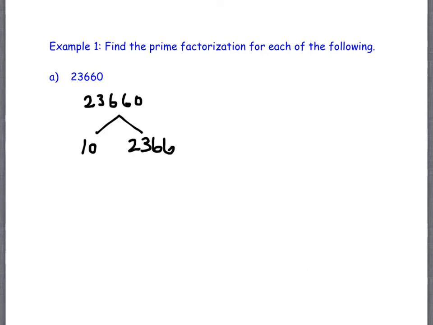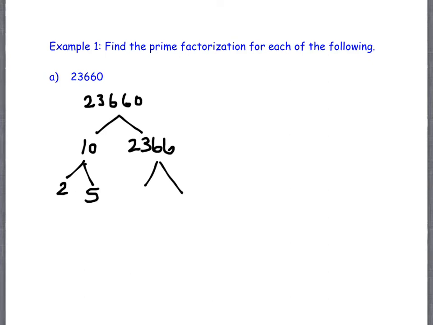2,366. If you have a prime number at this point, you stop on that branch of the tree. But in fact, both of these are composite numbers. So let's start with the number 10 and break it down. What would 10 break down into? 2 and 5. And I am done with that branch of the tree because those two numbers are prime. That's how you know you're done. The numbers are prime. But 2366 I am not done with.